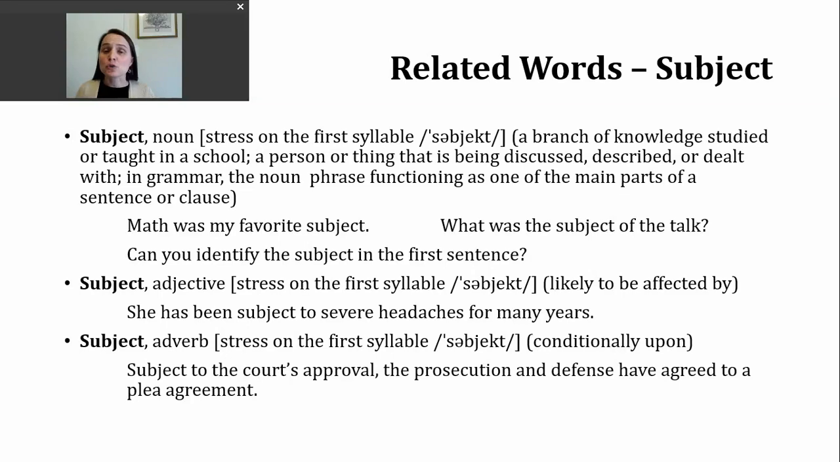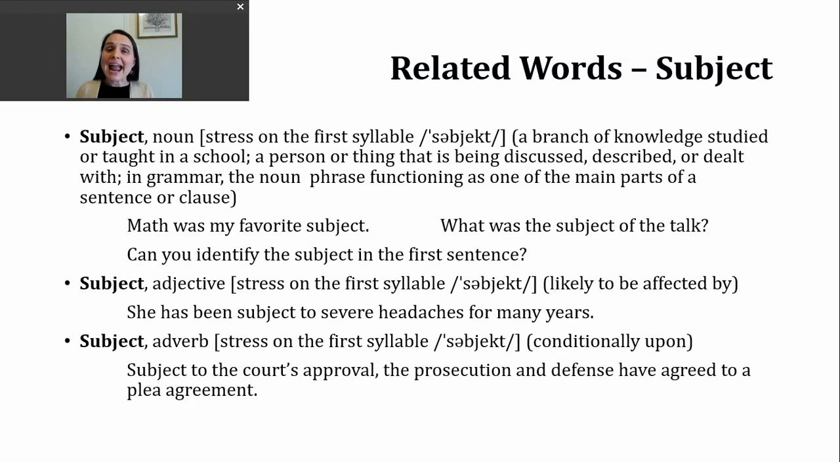Subject, again, stress on the first syllable, can also be an adjective. When it's used in this way, it means likely to be affected by. An example of that could be, she has been subject to severe headaches for many years. So she has been affected by headaches. Subject can also be an adverb. When it's used, its meaning is conditionally upon. And again, we're putting that stress on the first syllable. So it's just the verb that's pronounced a little bit differently.